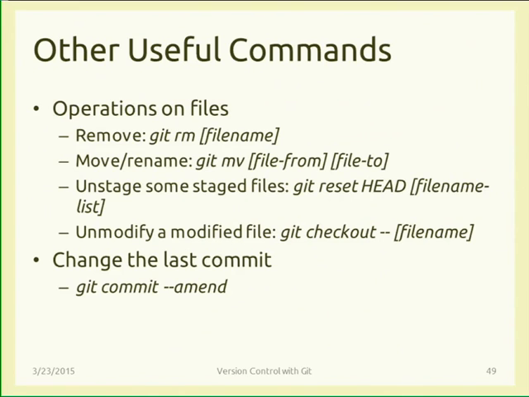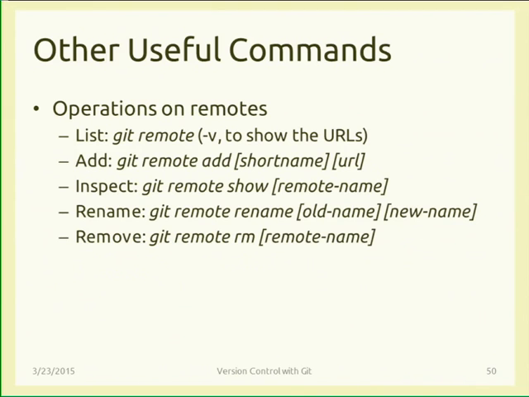Well, some other useful commands. We saw git add, and there is also git rm, to remove a file from the disk and from the version control system. There is a move or rename command, that is git mv. There is a reset command, that is, ignore my modifications, my last edit, and take again everything from the repository, local or remote. And you can also change your latest commit. I forgot something, I add something to my latest commit, and then I type git commit --amend. Similar operations on the remote: git remote shows the list of remotes, git remote add adds a new remote, git remote show shows the internet address of a specific remote, rename, well, renames, and remove removes a remote repository.